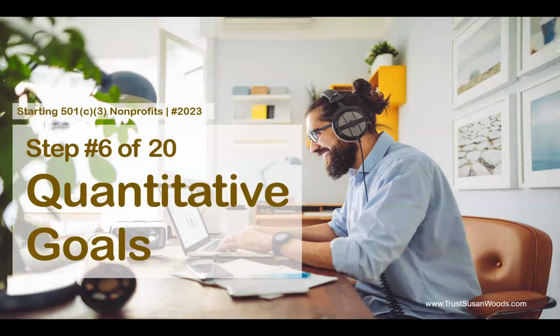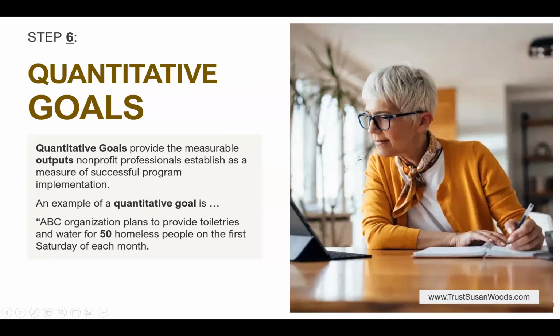I'm continuing the series Starting 501c3 Nonprofits, and we are on step 6 of 20, which deals with quantitative goals. Quantitative goals provide the measurable outputs nonprofit professionals establish as a measure of successful program implementation. An example of a quantitative goal is ABC organization plans to provide toiletries and water for 50 homeless people on the first Saturday of each month.